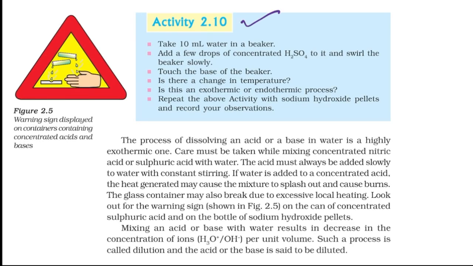Activity 2.10. Take 10 ml of water in a beaker and add a few drops of concentrated sulfuric acid to it and swirl the beaker slowly. Touch the base of the beaker. Is there a change in temperature? Yes, the beaker becomes hot.